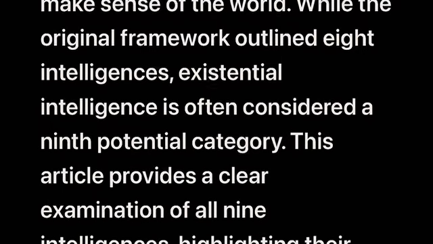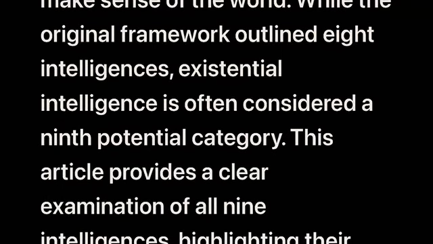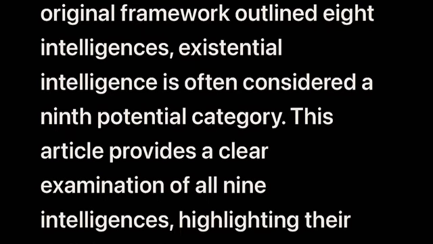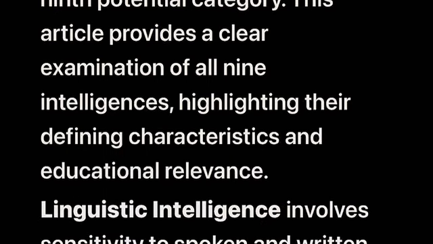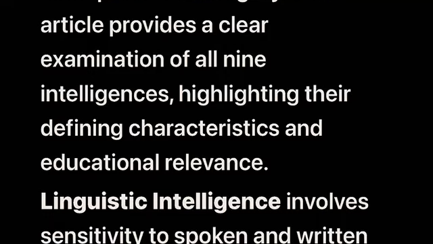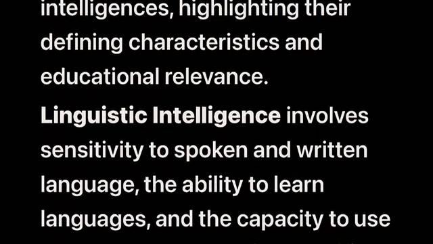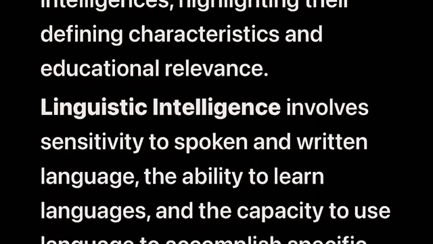the world. While the original framework outlined 8 intelligences, existential intelligence is often considered a 9th potential category. This article provides a clear examination of all 9 intelligences, highlighting their defining characteristics and educational relevance.